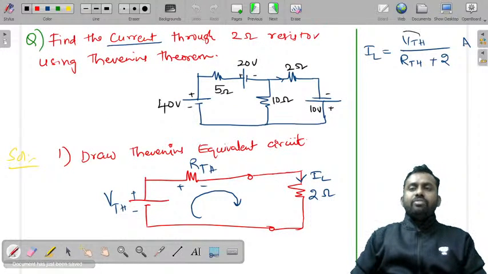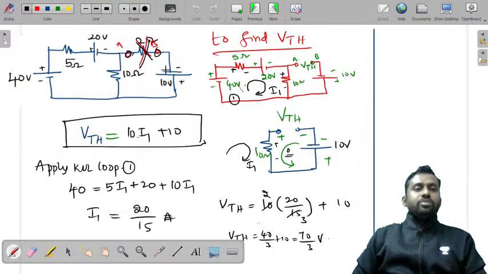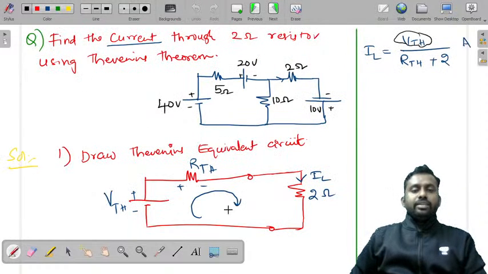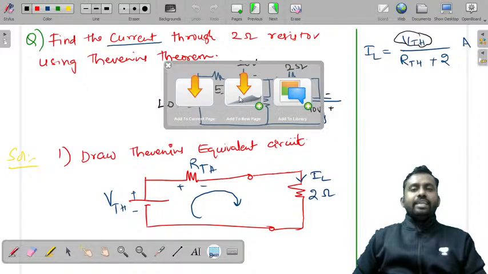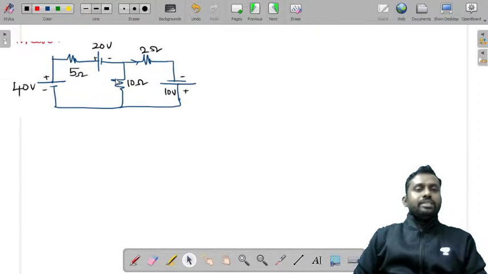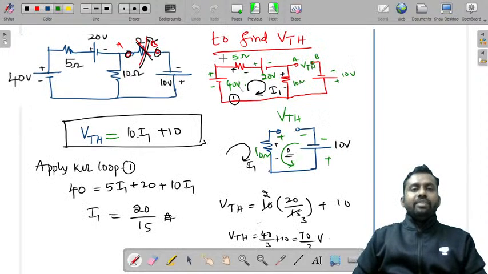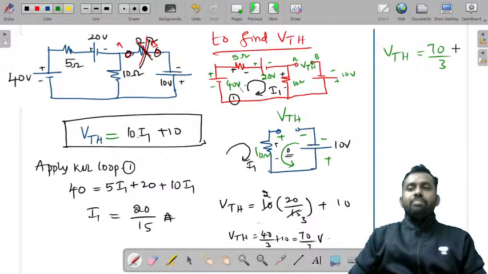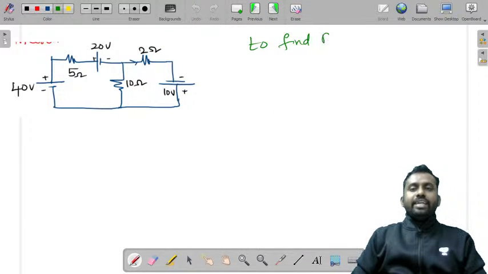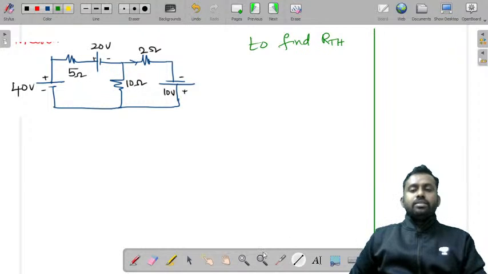It's not enough only if we have VTH, we also need to have RTH. So let me take this same circuit to the next slide, and I will tell you how we find RTH. So let us take this circuit once again. In the previous slide we have found VTH. So VTH ultimately is equal to 70 by 3 volts. Now in this slide we are finding RTH.